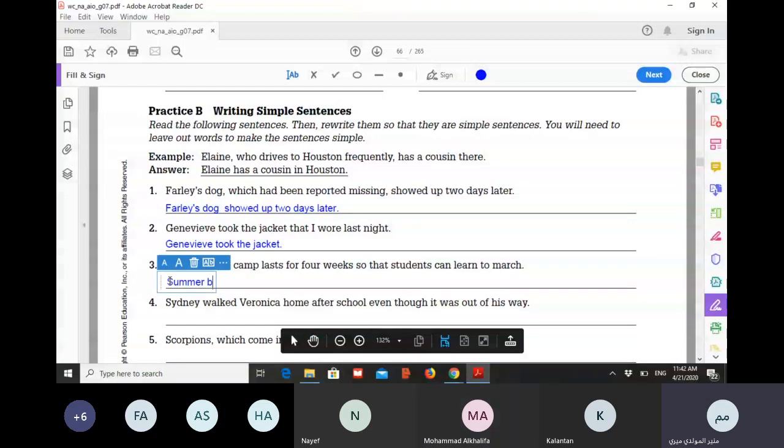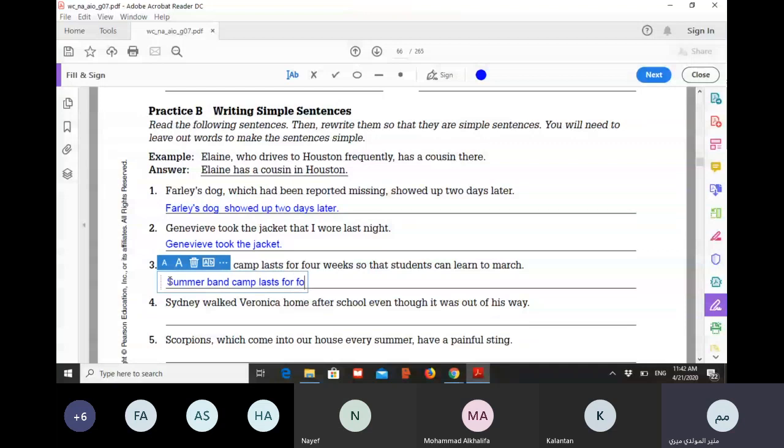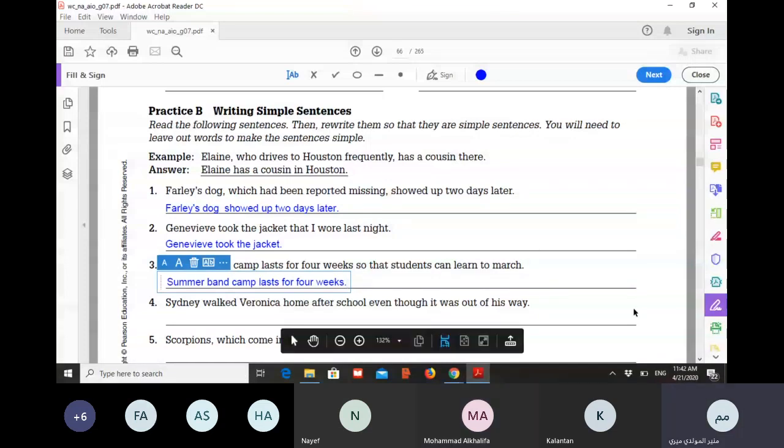Summer band camp lasts for 4 weeks. I appreciate the effort that you are doing, though he does not have a mic, but he answered, he sent a message. But there are certain other students who have mics, but they don't respond. And this is really a pity. Summer band camp lasts for 4 weeks. Next, please.